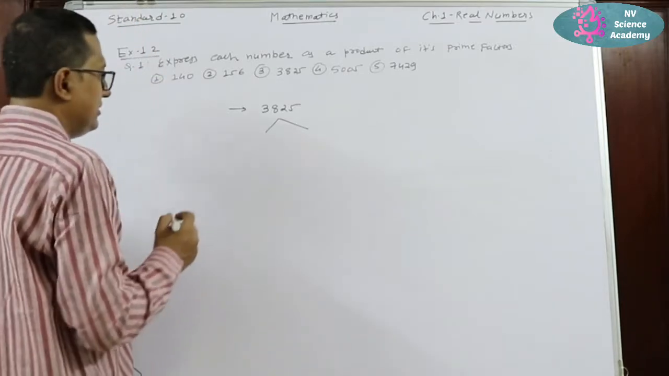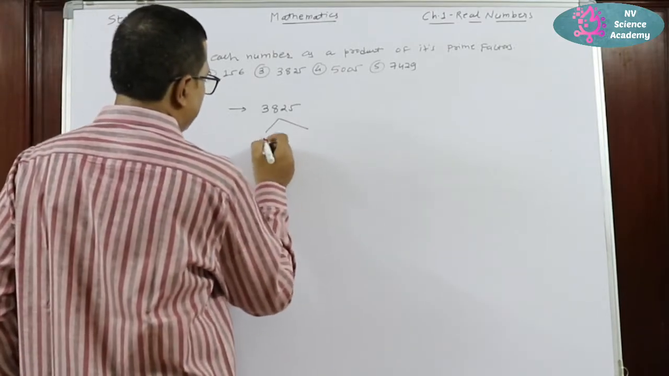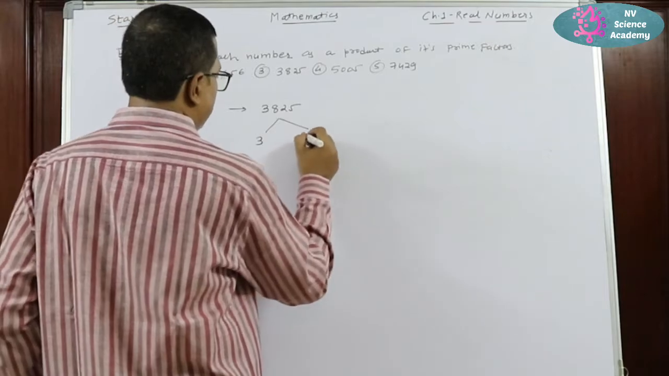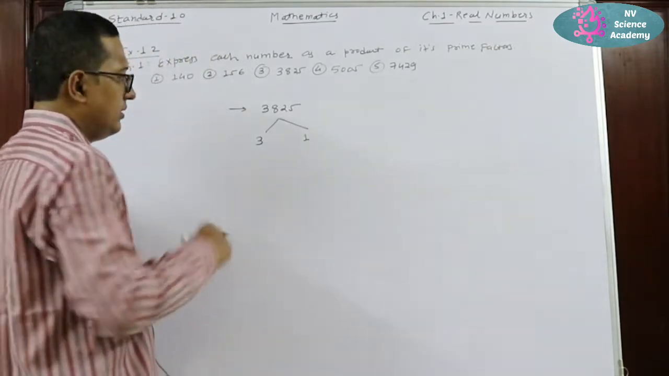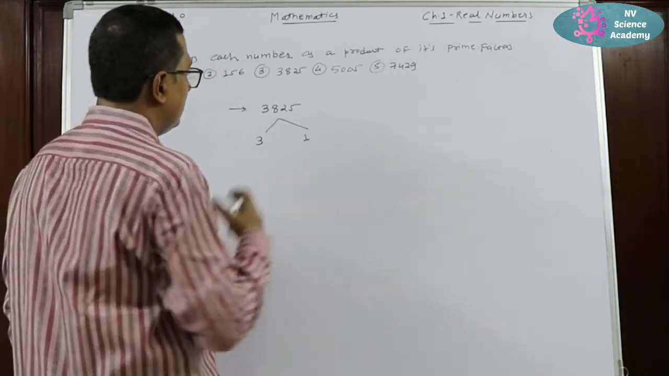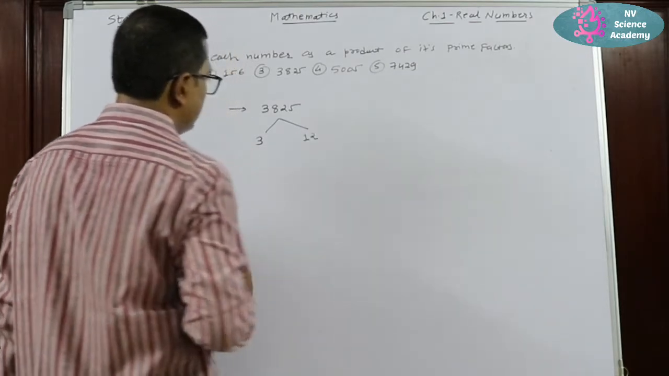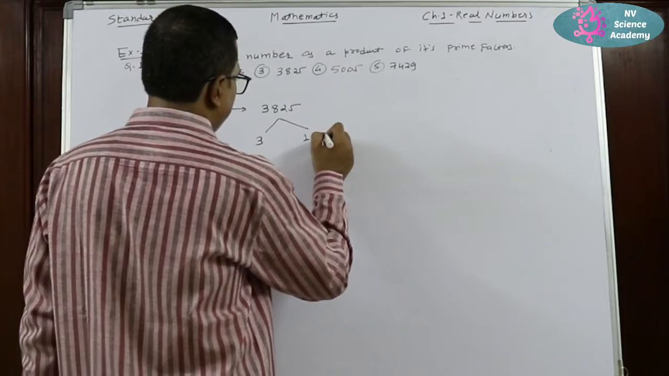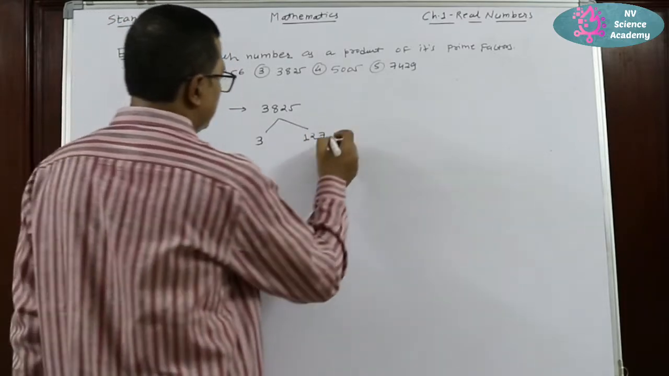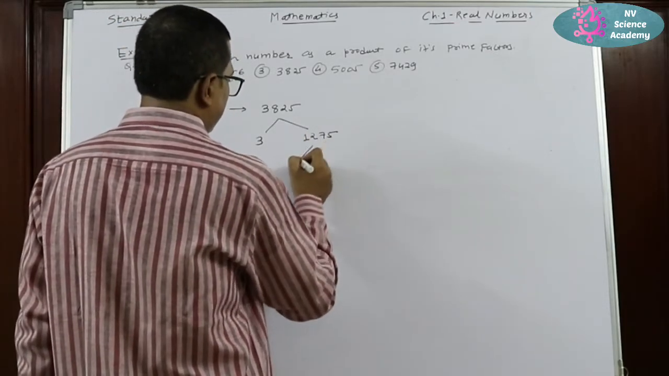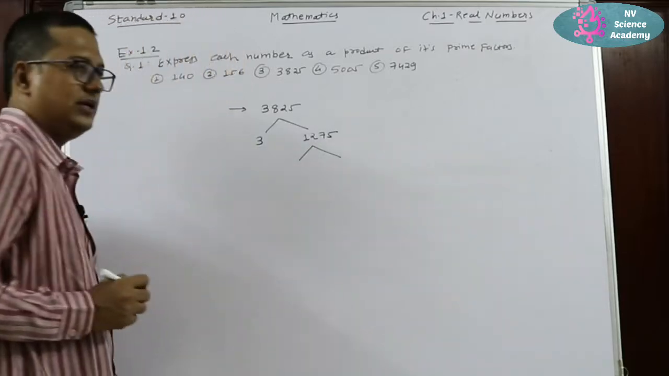So let us start with the 3. 3 ones are 3. The next number is 8. So 3 2s are 6, 22. So 3 7s are 21, 1. So 3 5s are 15. So 1275 is the answer.